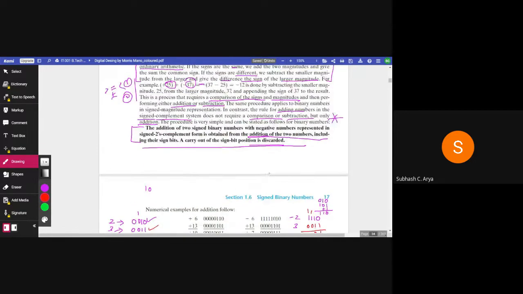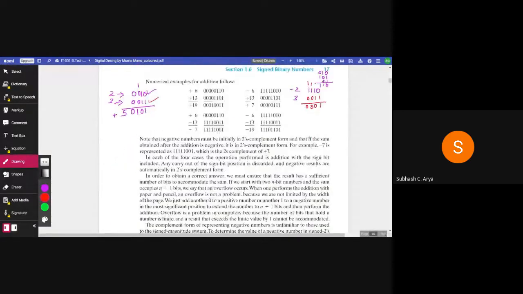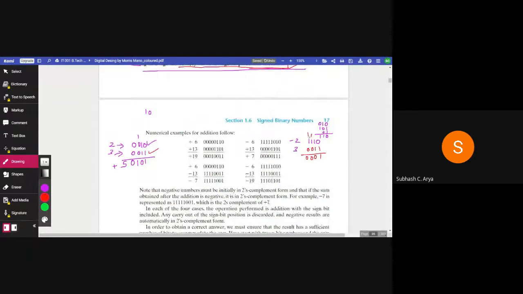Then add. So 0 plus 1 will be 1. 1 plus 1 will be 0, carry 1. Then 1 plus 1 plus the carry will be 1, 0, so 0 here, carry 1. Then 1 plus 1 will be 0, and the carry will be discarded. This is what is written here in the rule: a carry out of the sign bit position is discarded. So we are not writing it.